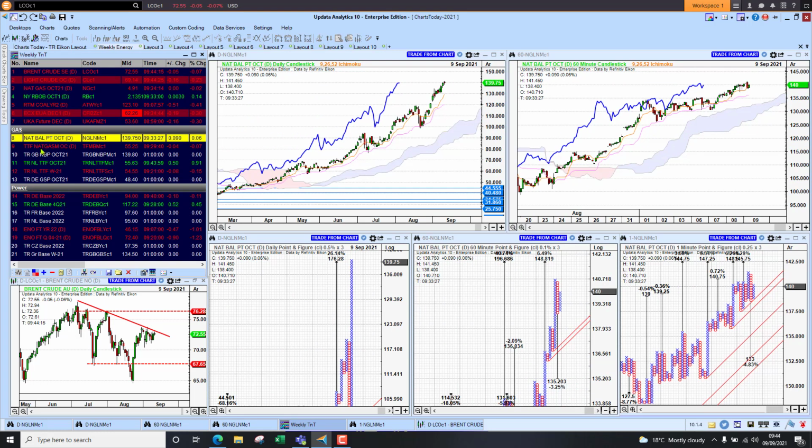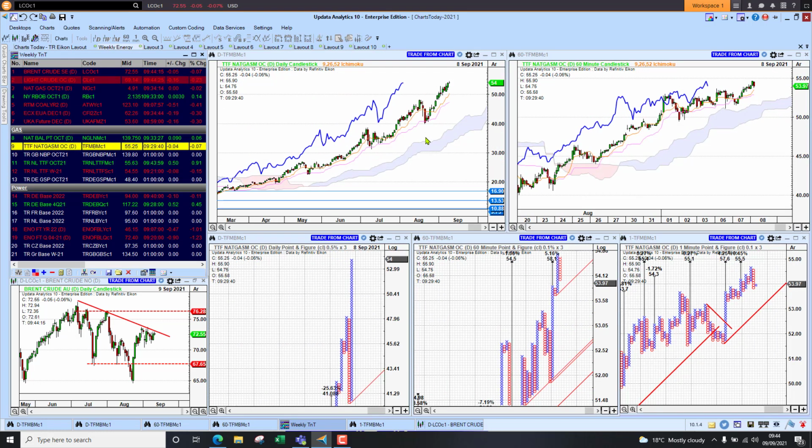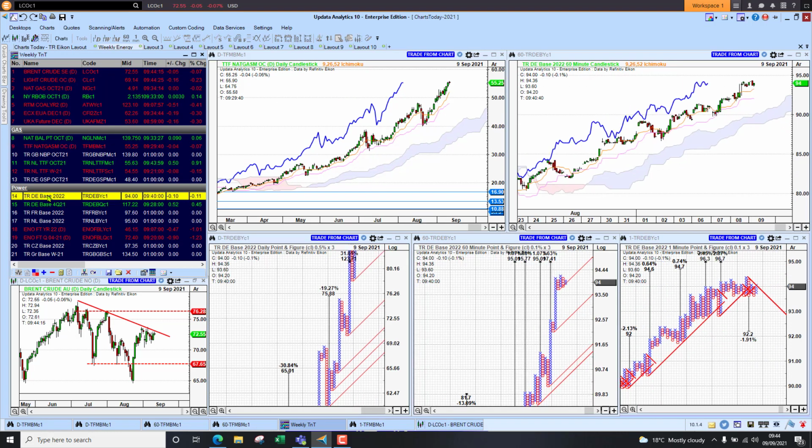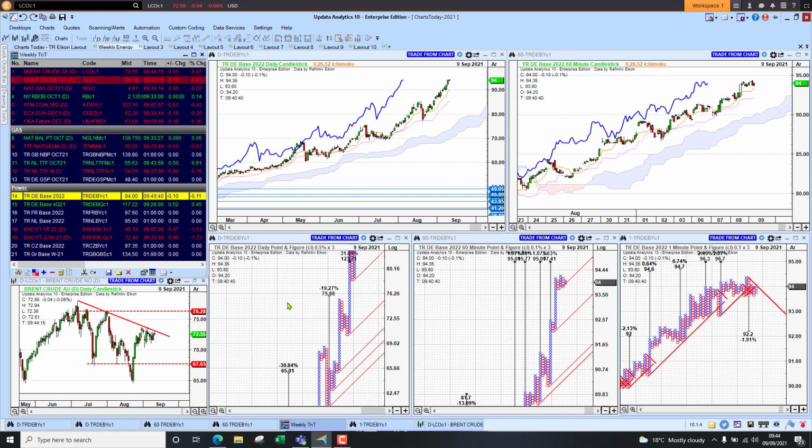We've got MBP up slightly, TTF down slightly, so quite key there. Looking at German power this morning, we're at 94 euros, we're down 0.1%, but we still have lots of upside on those charts.